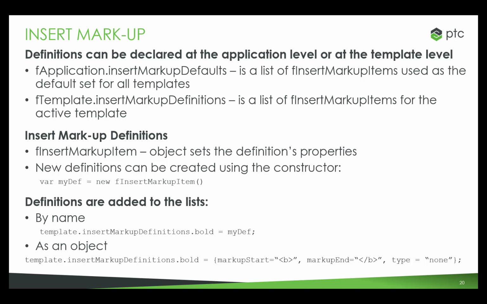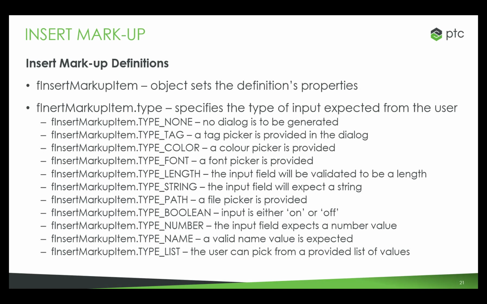So the name which you give it, as you can see, it's template.insert markup definitions.bold. The name that you give it is the name that you will use to call that definition when you want to use it. So let's start looking at the properties of the f-insert markup object. The first one is the type. The type declares what kind of information you're expecting from the user.